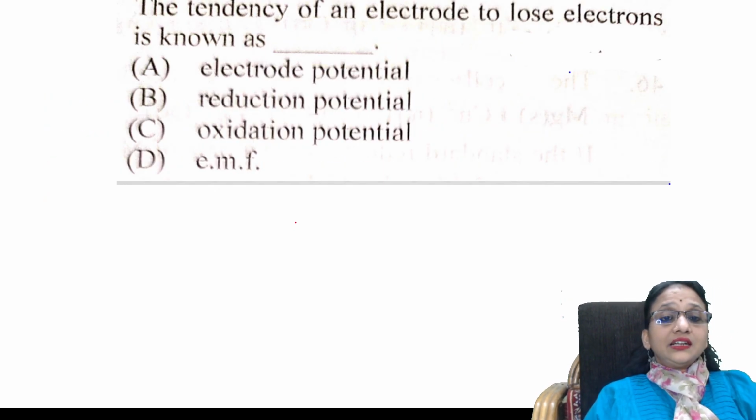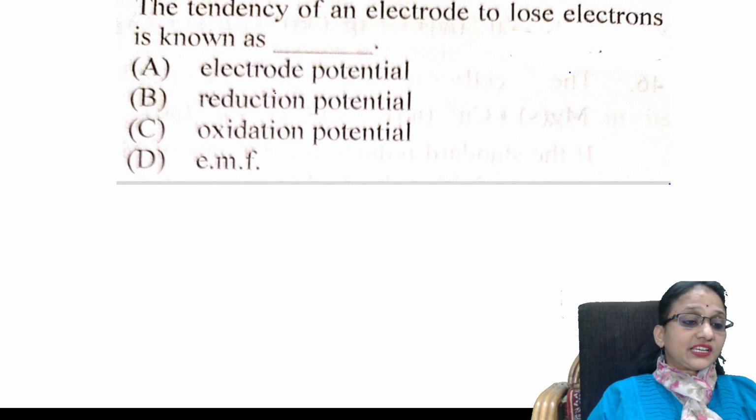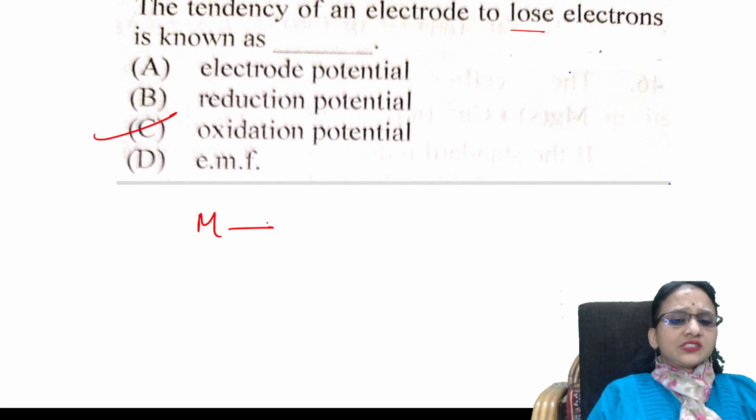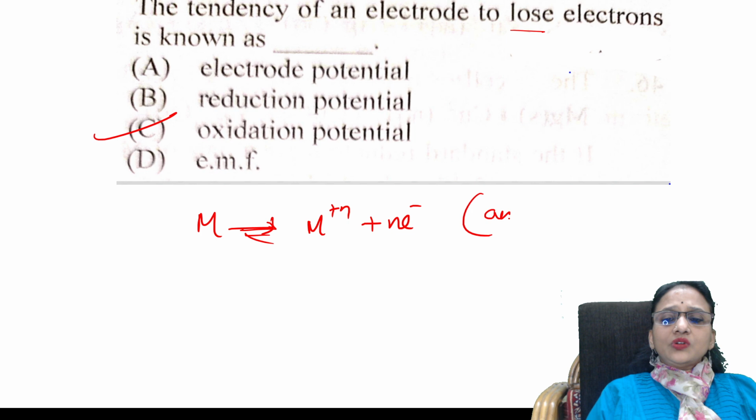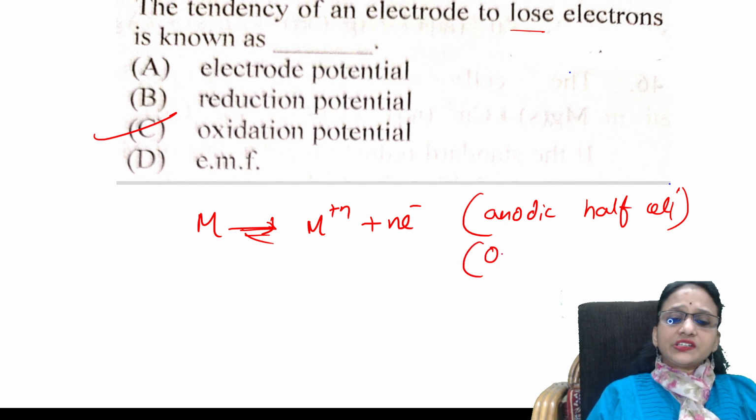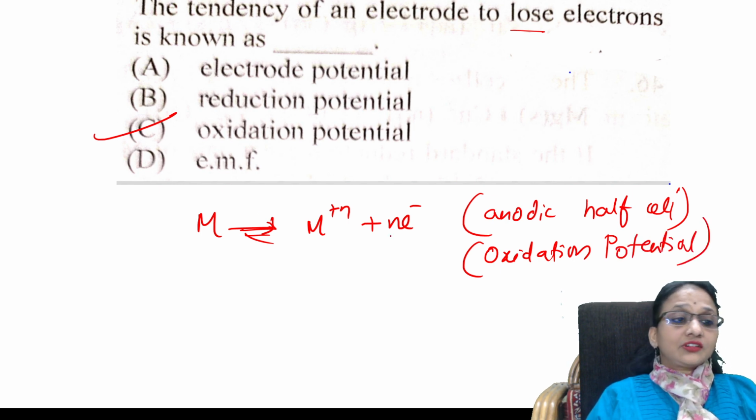The tendency of an electrode to lose electrons is what? Easy. To lose electrons, oxidation potential. Whenever some metal loses electrons, it is called an anodic reaction, anodic half cell reaction, or oxidation potential. So the potential difference between the metal electrode and its electrolytic solution is called oxidation potential.